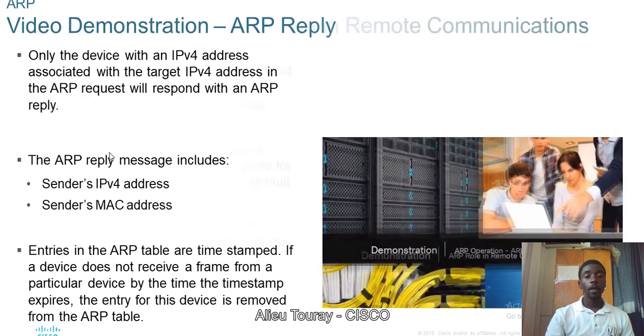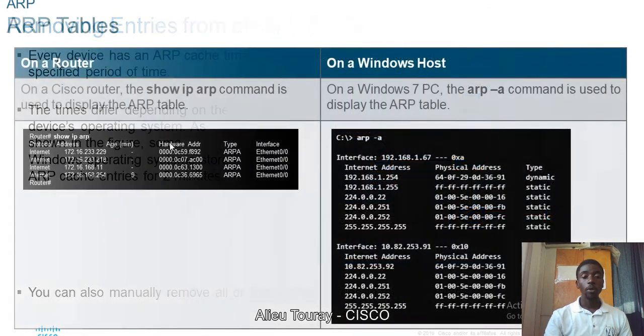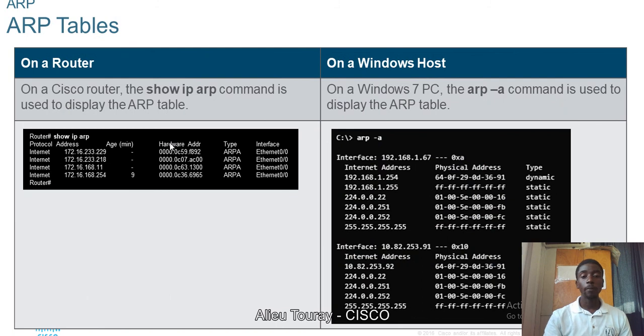So that's just it, guys, and that is the video demonstration. If you have any questions for us, you can ask. You can check the ARP table configuration of your switch by using show arp, or you can check your PC's ARP configuration by using arp -a, and that will give you your PC's ARP settings.